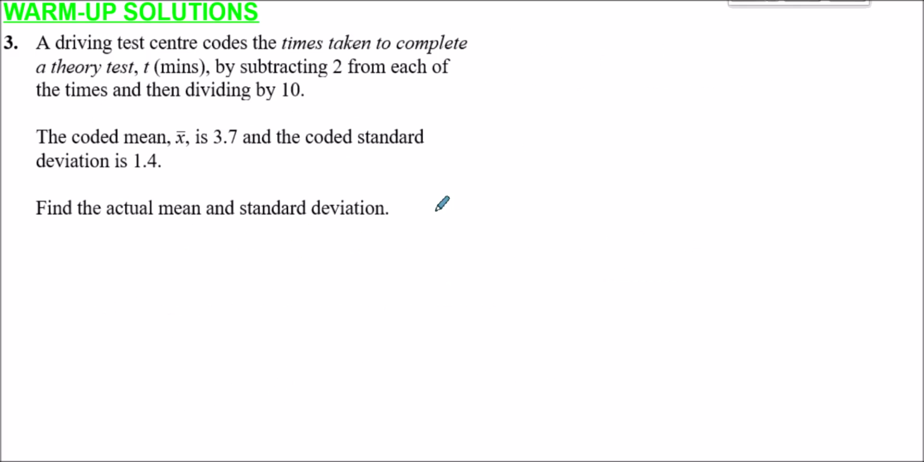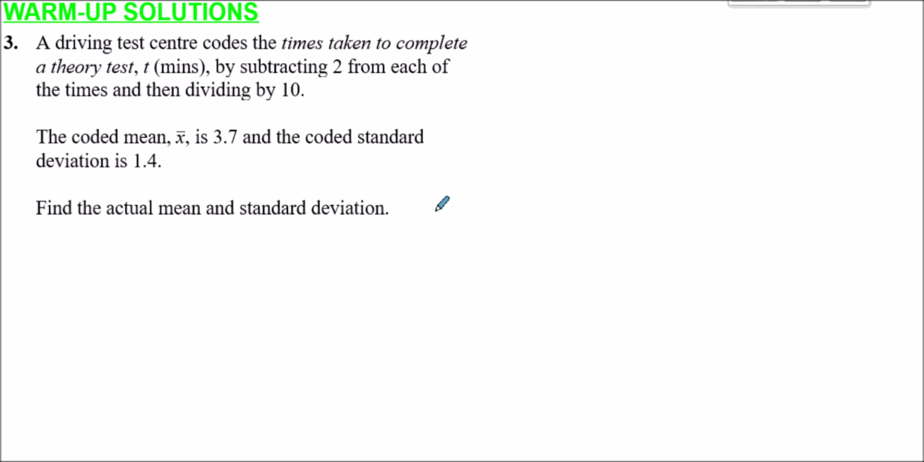Question 3. A driving test centre codes the times taken to complete a theory test in minutes by subtracting 2 from each of the times and then dividing through by 10. The coded mean, x bar, is 3.7 and the coded standard deviation is 1.4. Find the actual mean and standard deviation.